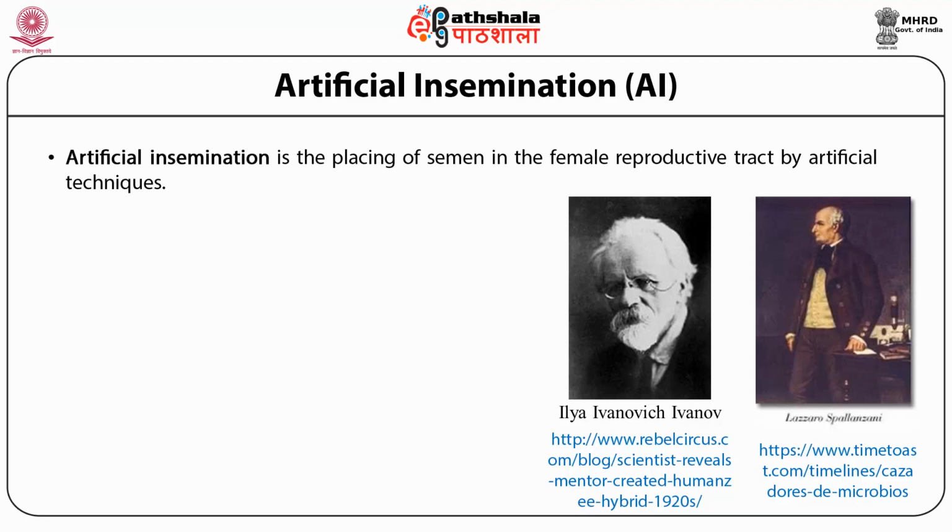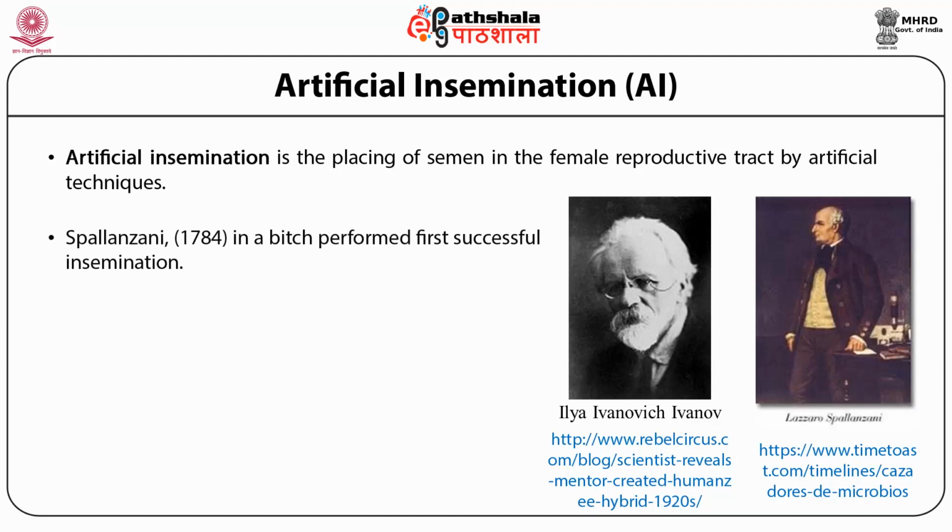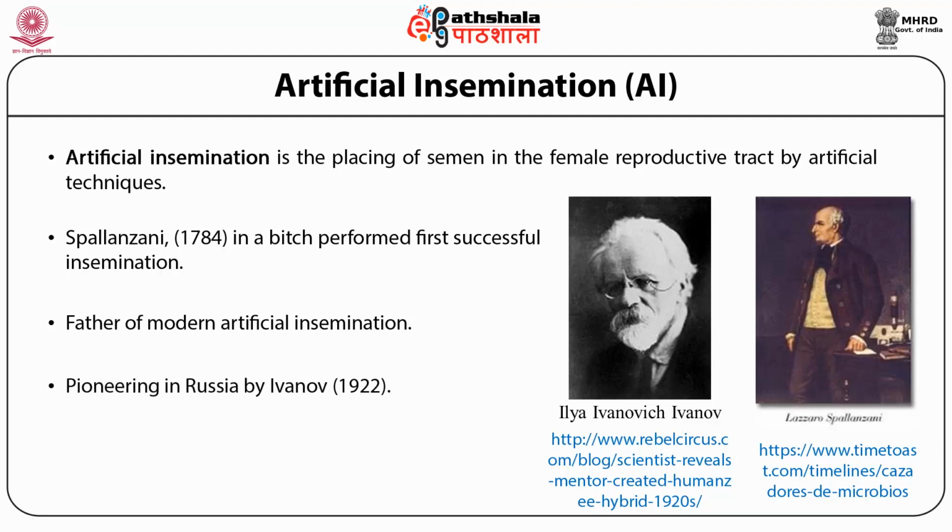female horse. So it was Lazzaro Spallanzani in 1784 who performed the first successful artificial insemination, and that's why he is termed the father of modern artificial insemination. However, pioneer work was performed by a Russian scientist, Ivanov. He performed artificial insemination in domestic farm animals, dogs, foxes, rabbits, and poultry. So these two scientists initiated the field of artificial insemination.